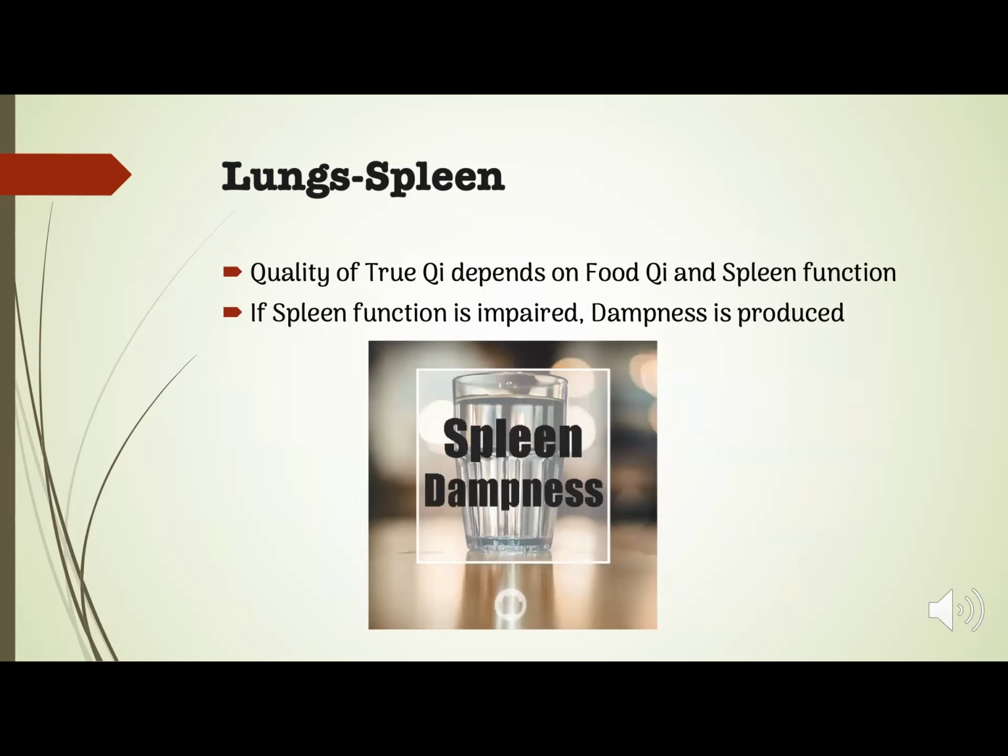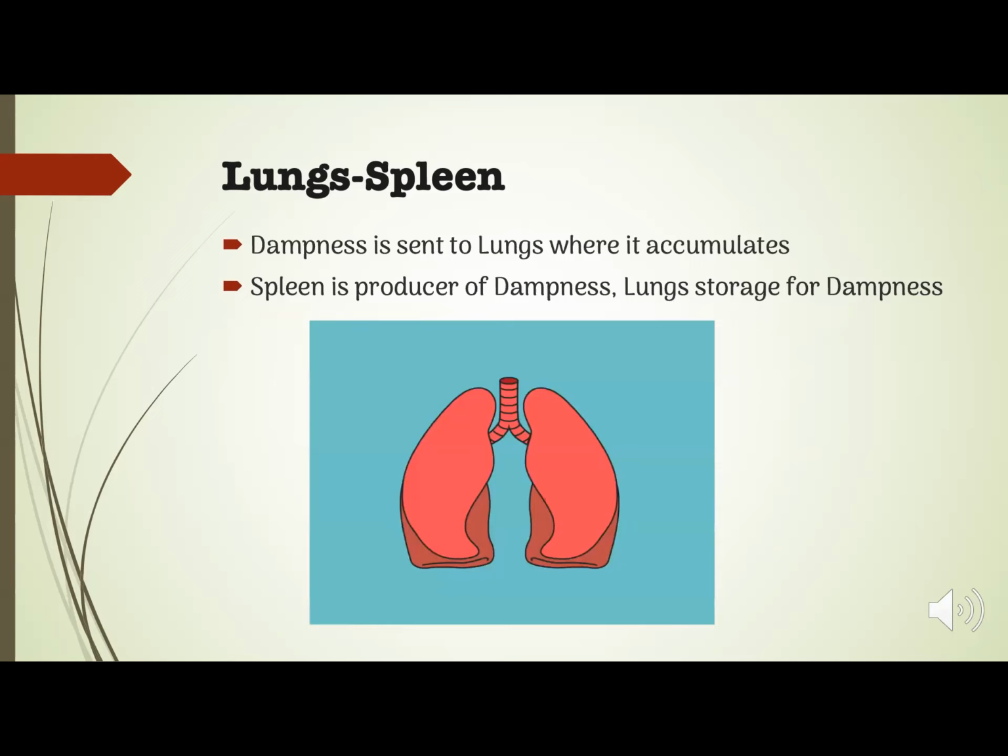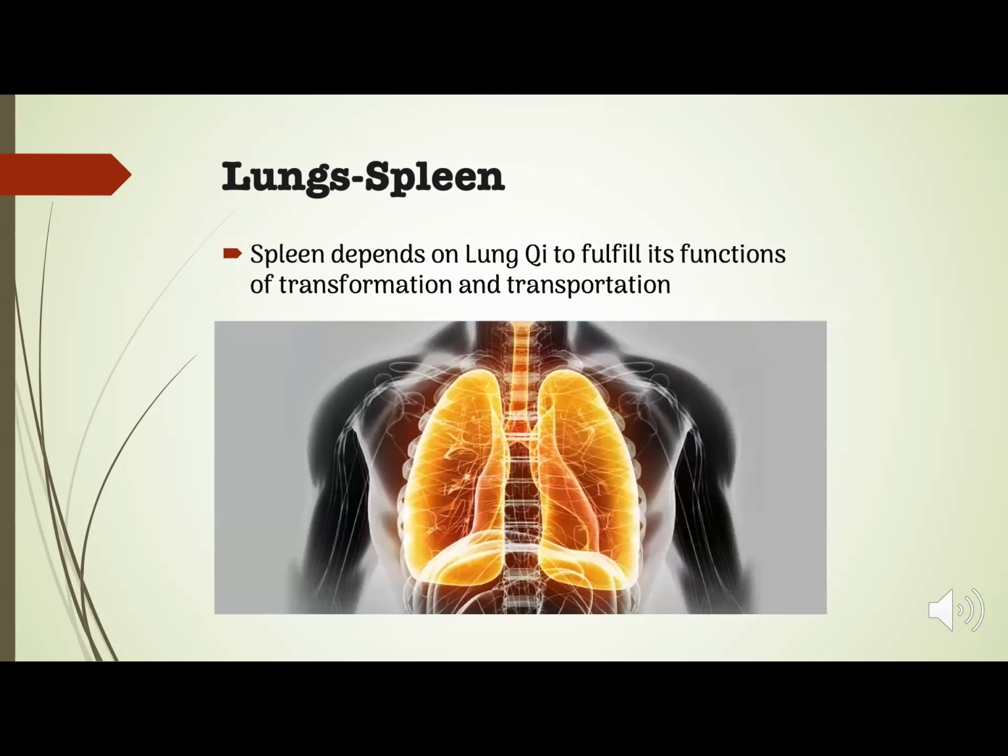Thus, the quality of true qi depends on the food qi and the spleen function. So it depends on the quality of the food that we ingest and the health of our spleen. If spleen function is impaired, dampness is then produced. Dampness is sent to the lungs where it accumulates. Spleen is the producer of dampness, while lung is the storage for dampness. Spleen depends on lung qi to fulfill its function of transformation and transportation.